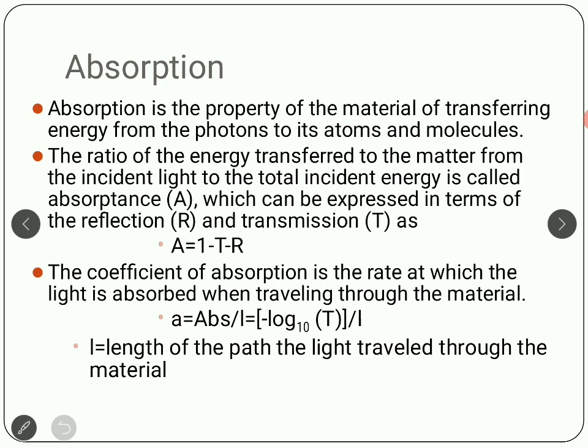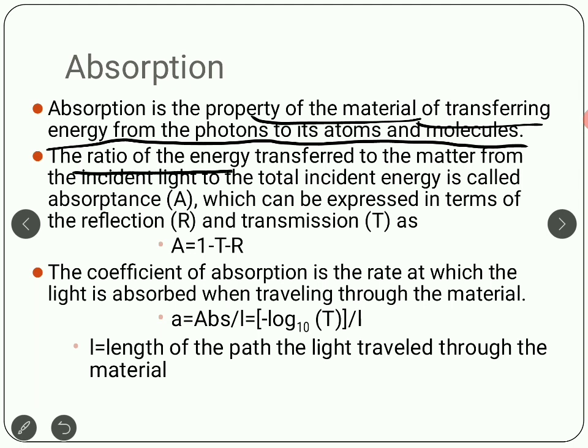So if we consider absorption, it is actually the property of the material of transferring energy from the photon to its atoms and molecules. So we have photons of energy, let's say h nu. When it interacts with the matter, the chances are that some part of it gets absorbed, or the entire part of it gets absorbed. Now where does that energy go? That energy usually goes into the atoms and the molecules of the system we are considering. So let's say, for example, you want to study some kind of nanomaterial and you see that a part of the incident radiation is getting absorbed. That will actually give a lot of information about the system.